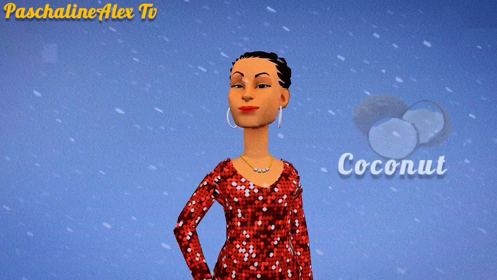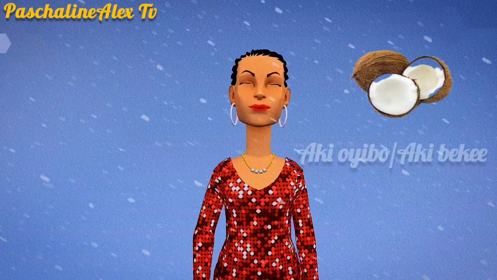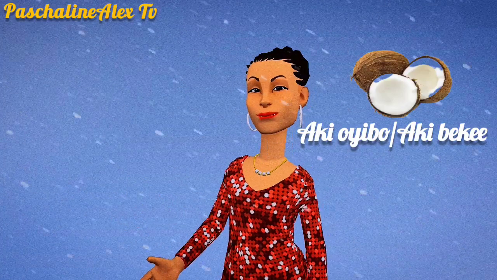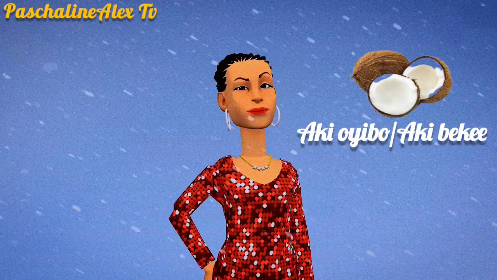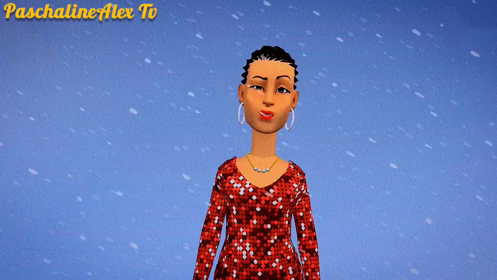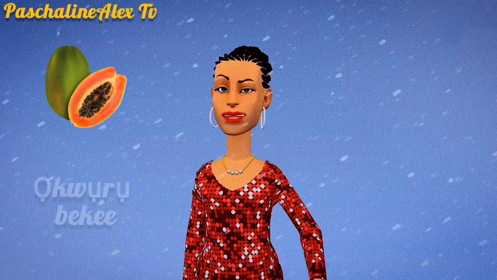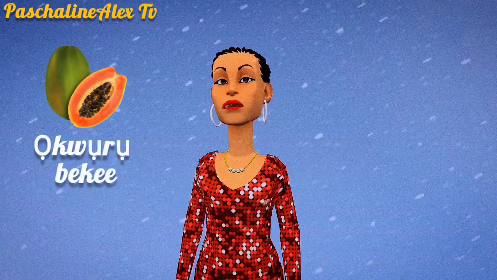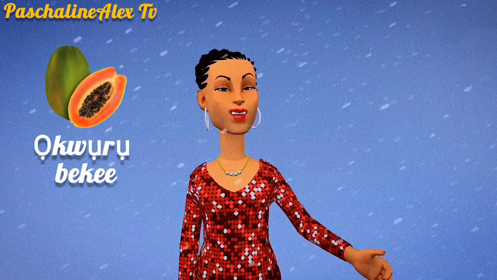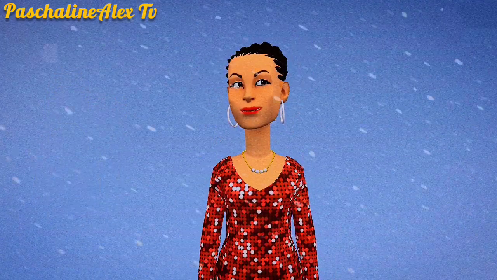Coconut. It's called aki oyibo or aki bekee. Pawpaw is called okwuru bekee. I don't know what other people call it, but where I come from we call it okwuru bekee. Pawpaw is called okwuru bekee.